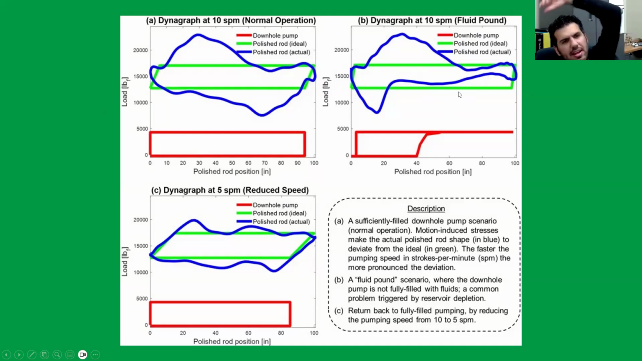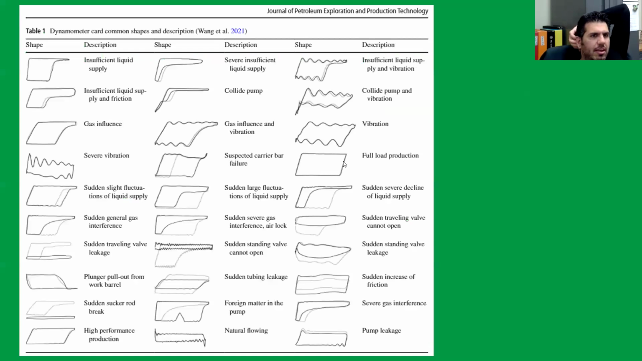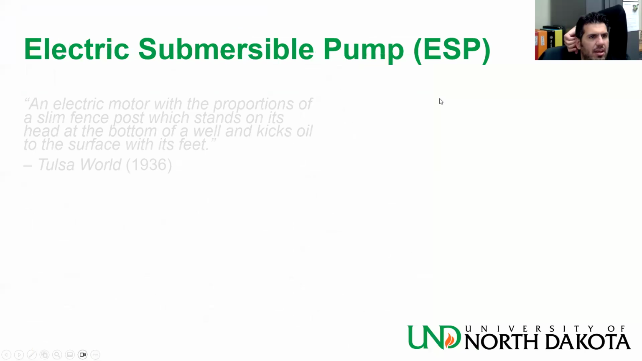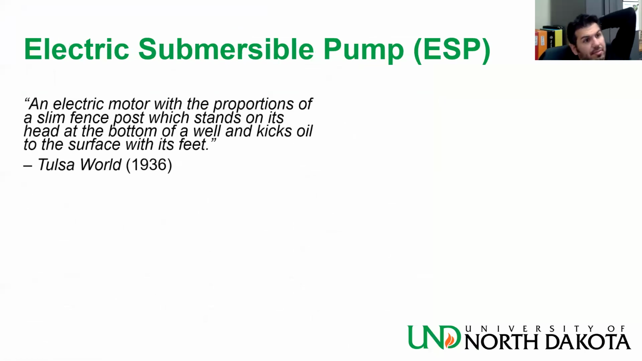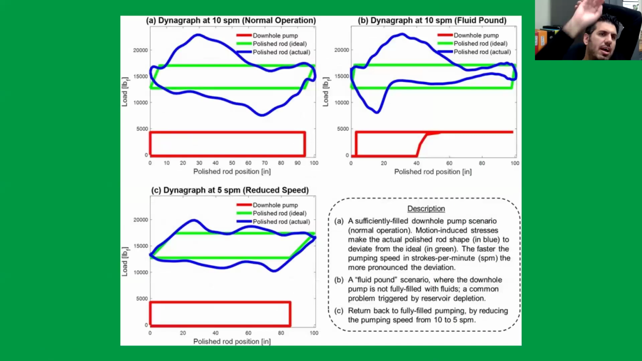The blue became very similar to the shape we see in a different slide, like gas influence or insufficient supply and friction. These are the fluid pound issues. Now, at A, I'm okay. At B, I have a problem. Okay, I have clear fluid pound issues. The barrel is not letting enough fluid in to keep the pump full.